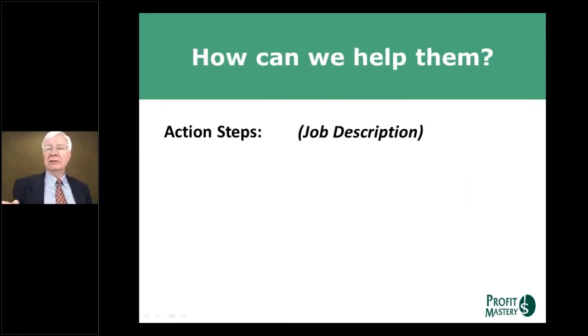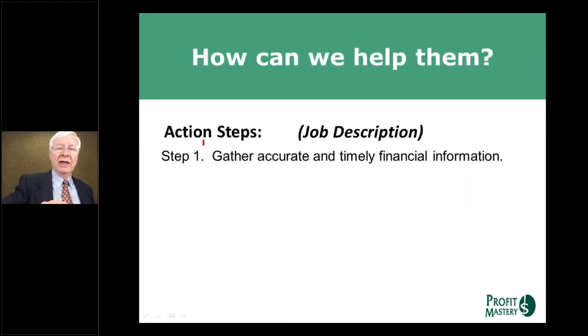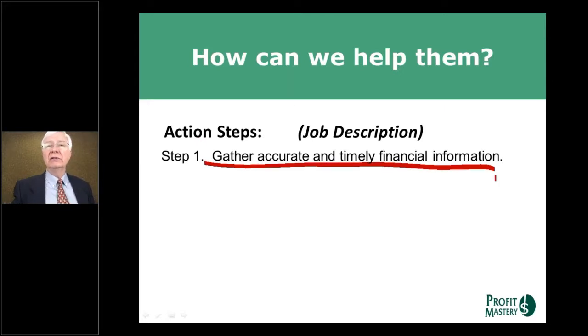And we lay out some action steps. How are we going to help them? We're going to gather accurate and timely information. And we explain in a class like this, what is the minimum acceptable standard? For your clients, the minimum acceptable standard for financial reporting is an income statement and a balance sheet delivered to them, the owner, on the 15th day following the close of business of the previous month, every month, period.